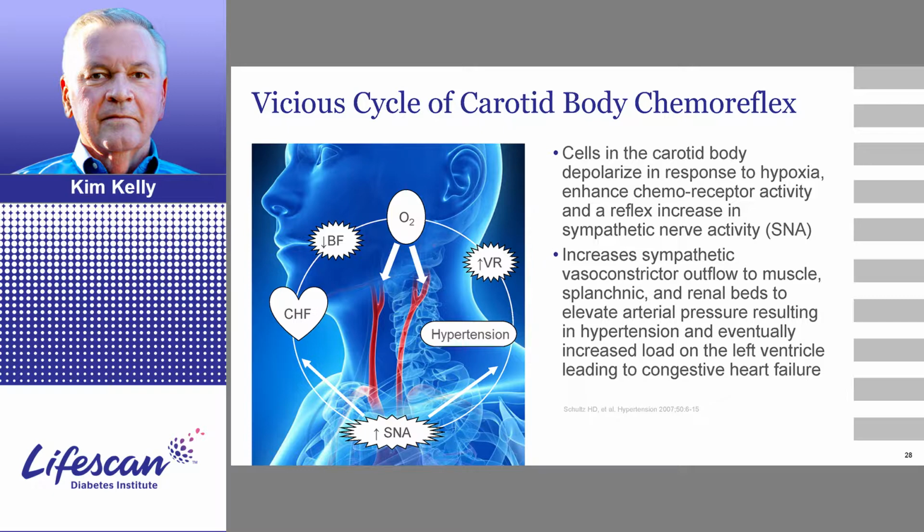However, if this happens frequently, like in severe obstructive sleep apnea, the increase in sympathetic nervous system activity eventually generates hypertension. Hypertension, increasing vascular resistance, also generates potentially congestive heart failure. Congestive heart failure can also result in decreased blood flow as well. So it's a kind of a vicious circle here. What we do know is that decrease in oxygen tension increases sympathetic nerve activity and increases blood pressure, and eventually increases the load on the left ventricle, leading to congestive heart failure.